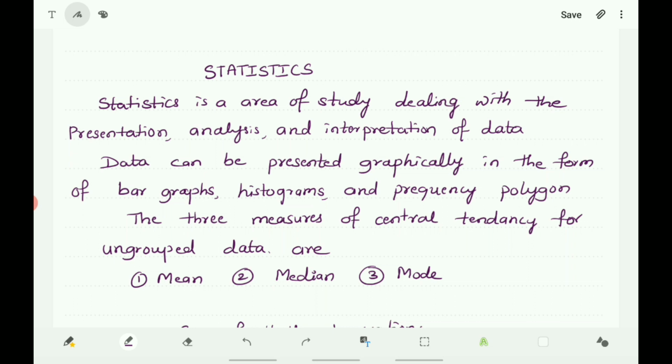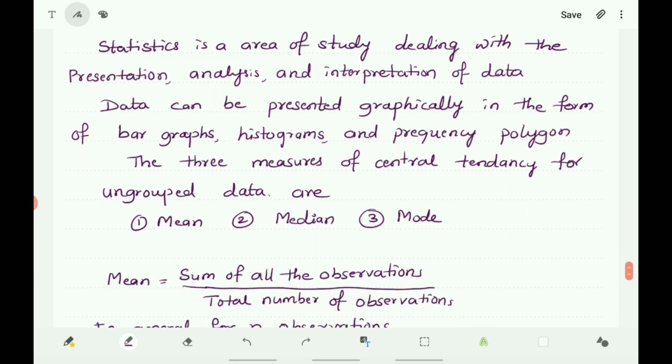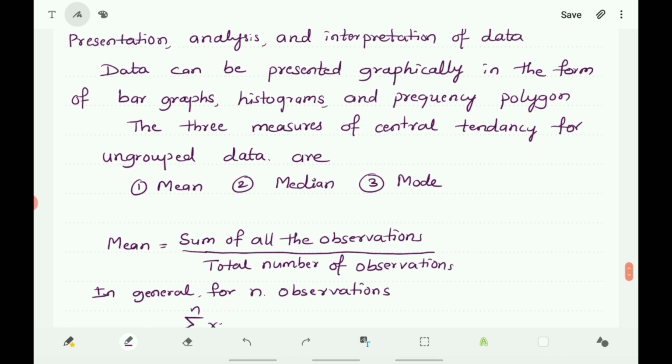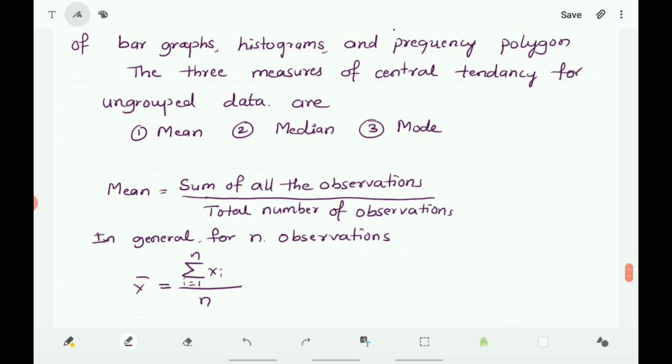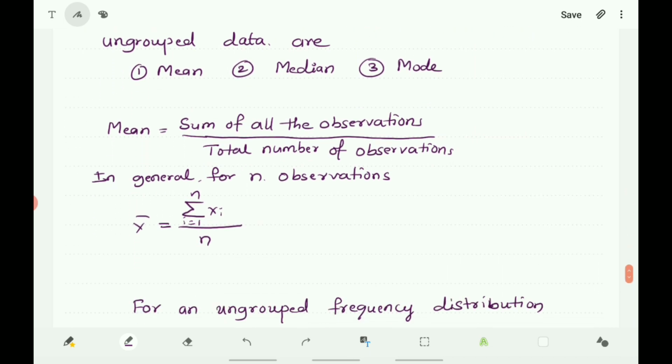And also you studied about the measures of central tendency for one group of data. They are mean, median, mode. And how will you get the mean? Mean is the sum of all the observations divided by the total number of observations. In general, for n observations you can write x bar, where it is mean, x bar is equal to summation of xi, where i is equal to 1 to n, divided by n. That is for n observations.